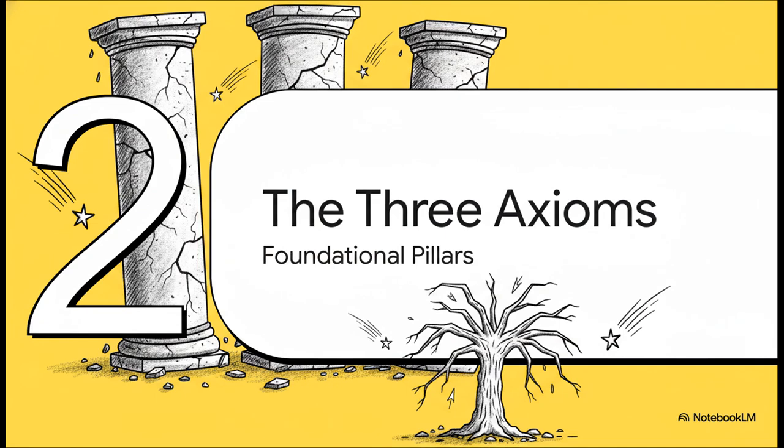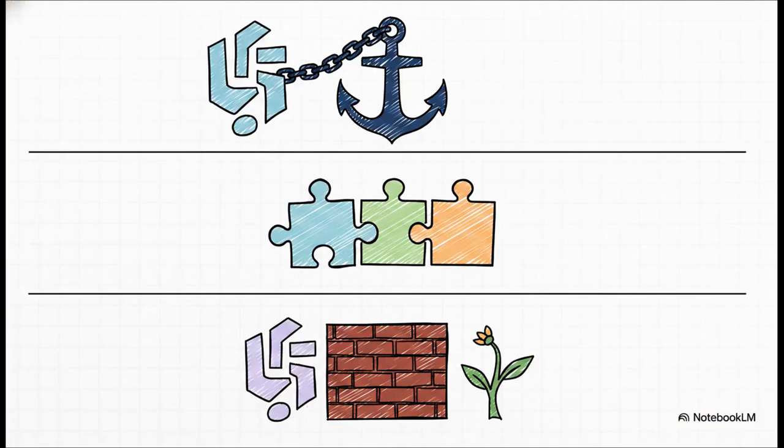Moving on to part two, the three axioms, the foundational pillars. Now, these three axioms are the absolute bedrock of the theory, and the stakes here are totally binary. If even one of these pillars crumbles, the entire model dies on the spot. Axiom 1 is invariance. This means a specific sign has the exact same functional role everywhere in the text. Zero exceptions. If you find a context-dependent meaning, the model fails.